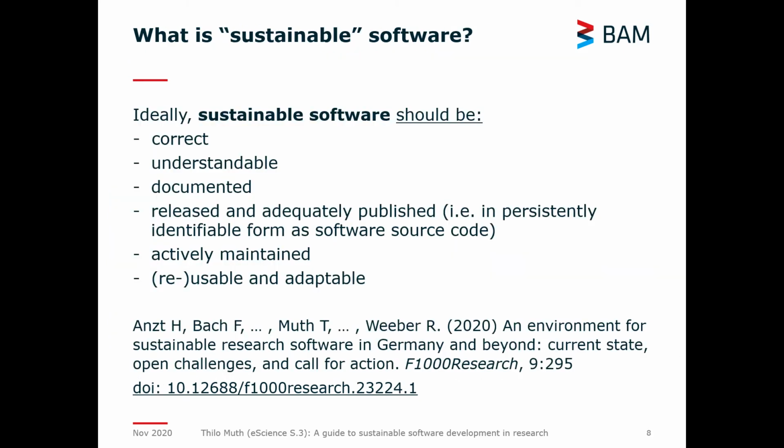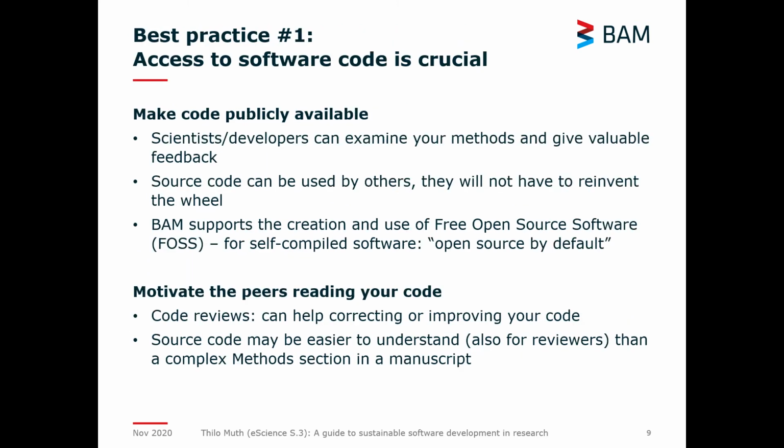So what is sustainable software by definition? Ideally, sustainable software should be correct, understandable, documented, released, and adequately published. That means it is in a persistently identifiable form as software source code. It should be actively maintained, and it should be reusable, usable, and adaptable. And in today's talk, I want to give you 7 of the best practices that you can directly use for your research software development. The first one is access to software code is crucial.